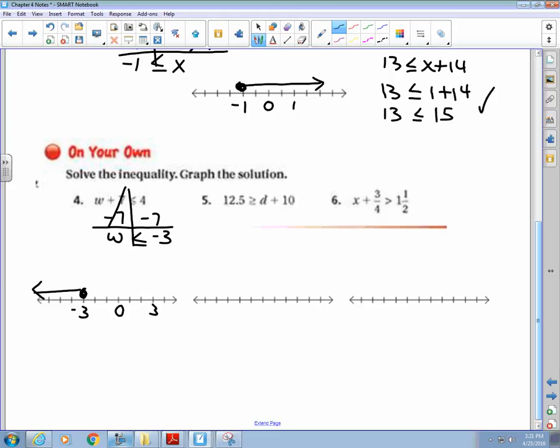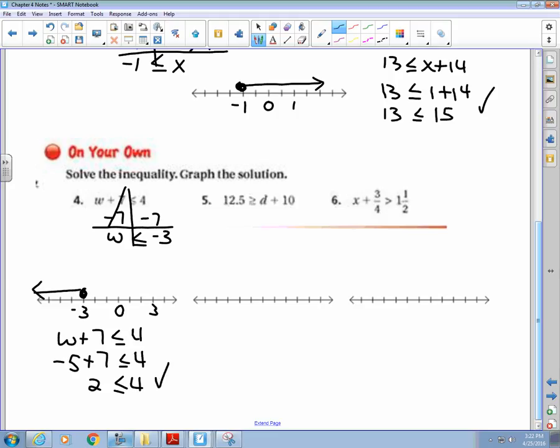If I want to check this, I've got to take a number that's to the left of negative 3, somewhere where the arrow is. So I'm going to use negative 5, and I'm going to check and see if that works. W plus 7, less than or equal to 4. I'm going to take negative 5 for W and add it to 7. And then go ahead and simplify. Negative 5 plus 7 is a positive 2. Is 2 less than or equal to 4? Yes, it is less than 4, so that works.